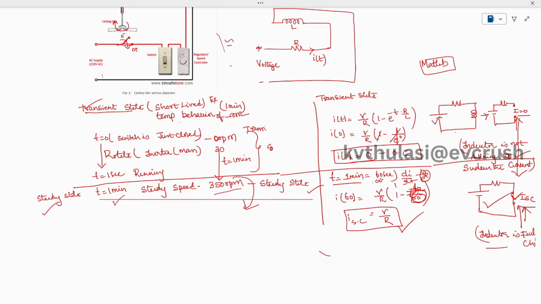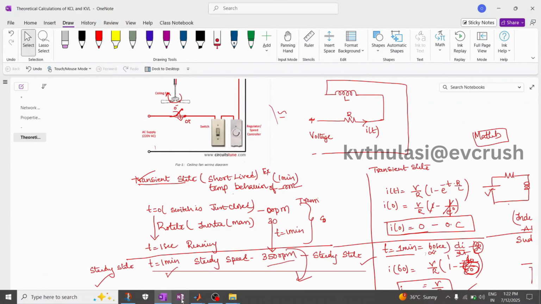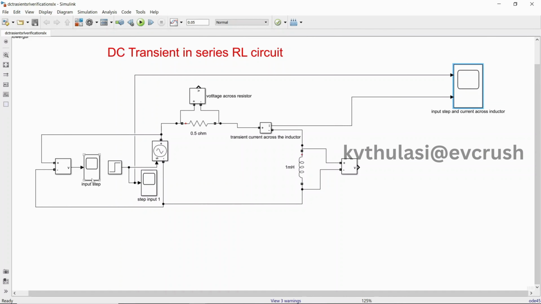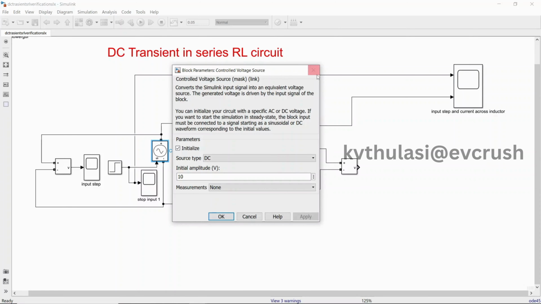Now let us try to validate our concept with a MATLAB simulation. Here also we are trying to see the MATLAB simulation. Here I have taken a DC voltage source. This is nothing but a controlled DC source.